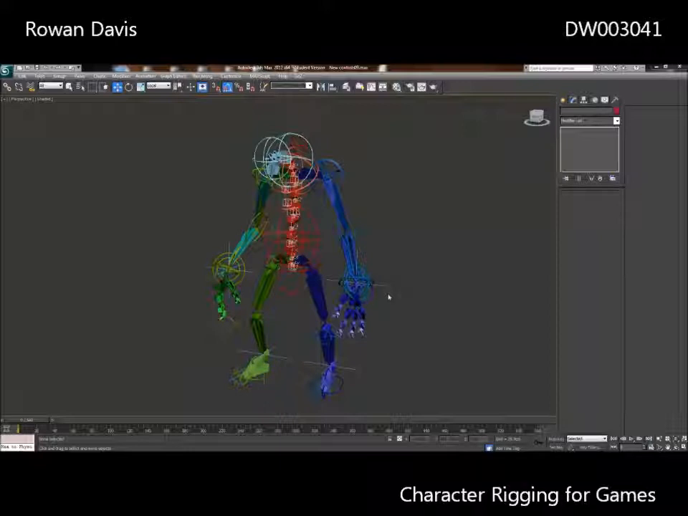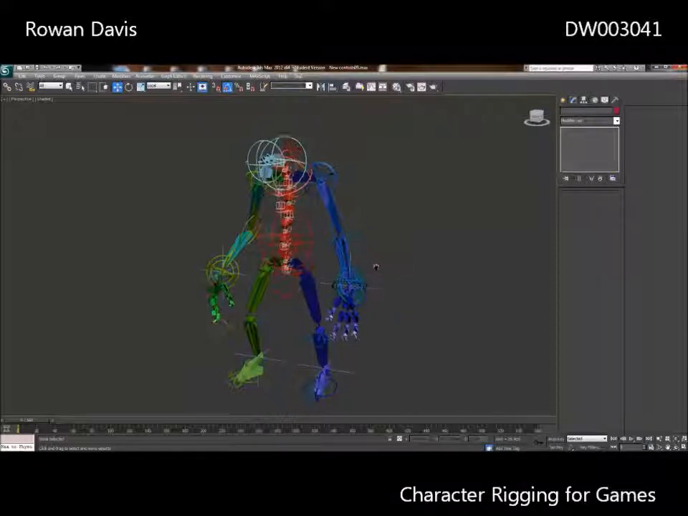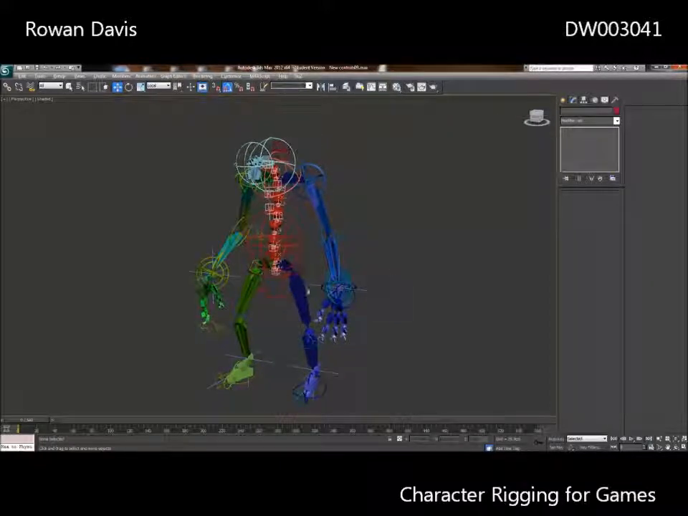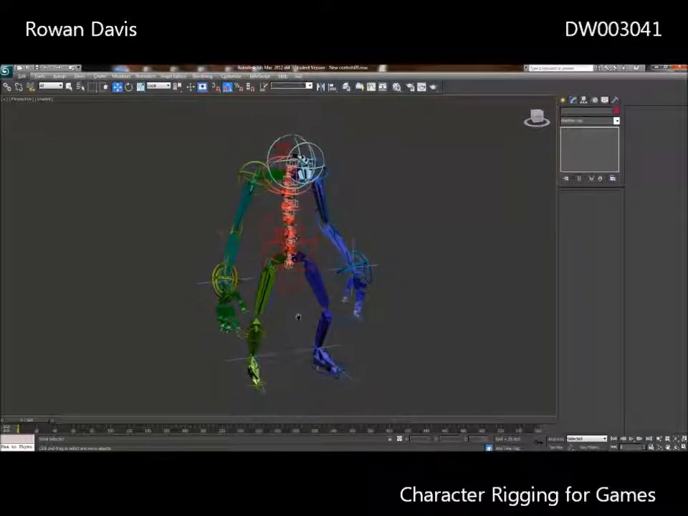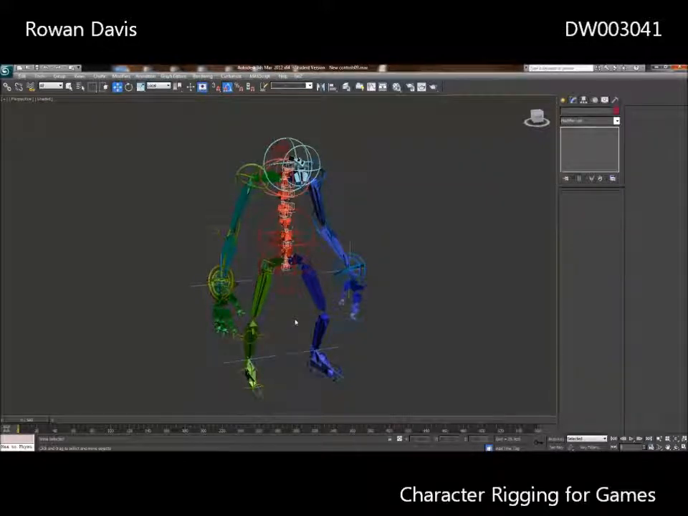In doing this, it is important to create the bones in correct viewports. For example, the spine and legs must be created in the left viewport and the arms in the top viewport to ensure that the bones are oriented correctly and will bend correctly for the limbs that they support.